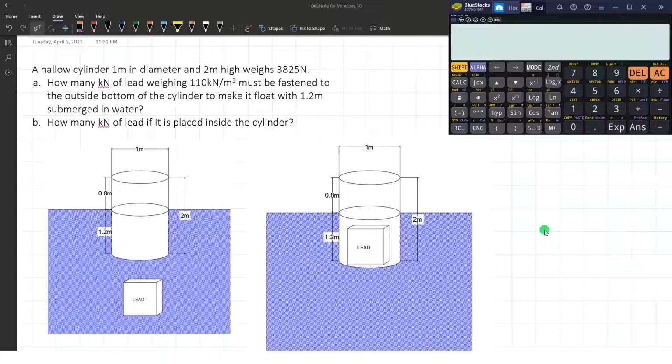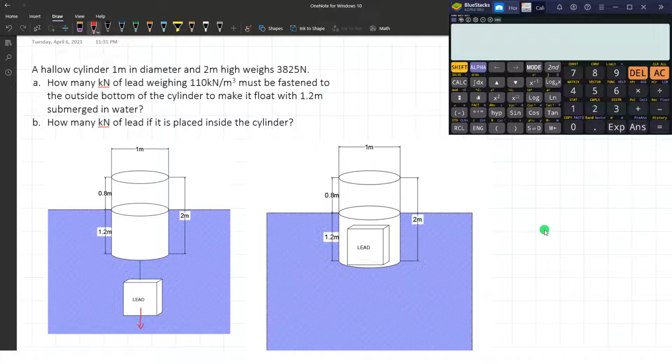So for letter A, this is what it looks like. We have a hollow cylinder with a height of 2 meters and 1 meter diameter. So what must be the weight of the lead to be attached to the bottom of that cylinder in order for it to float at 1.2 meters below the water surface?